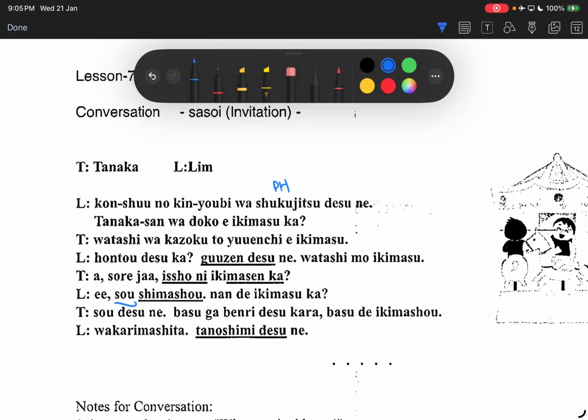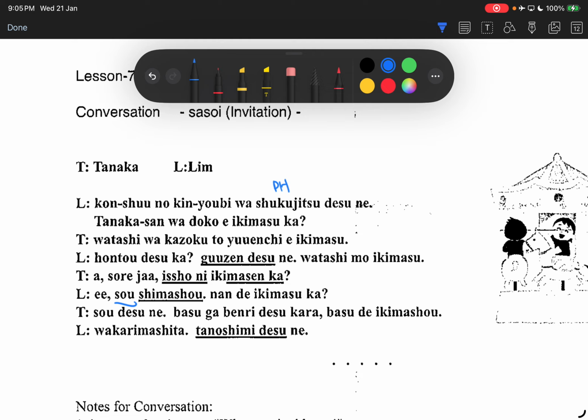Then he says なんで行きますか? So なんで is by means of transportation, right? So by what are we going? Then he says そうですね. Then そうですね is like, oh yeah, that's right. バスが便利ですから. So bus is convenient. Remember から is that's why, right? So the bus is convenient, that's why バスで行きましょう.